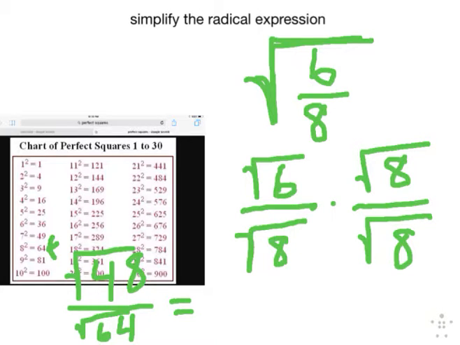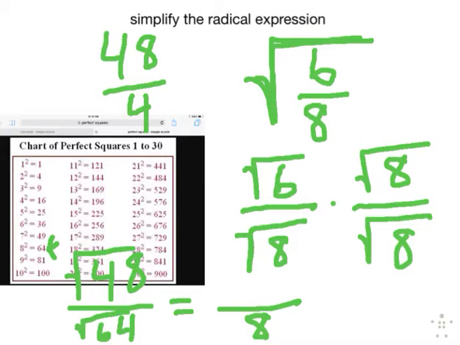So that is the same as 8 on the bottom, because the perfect square of 64 is 8. And for the top, we need to find a perfect square. We need to find a number for that. So we have 48, and we're going to first divide by 4, and we see that that gives us 12, which is a perfect square. But that is a large perfect square, so we want to try another number.